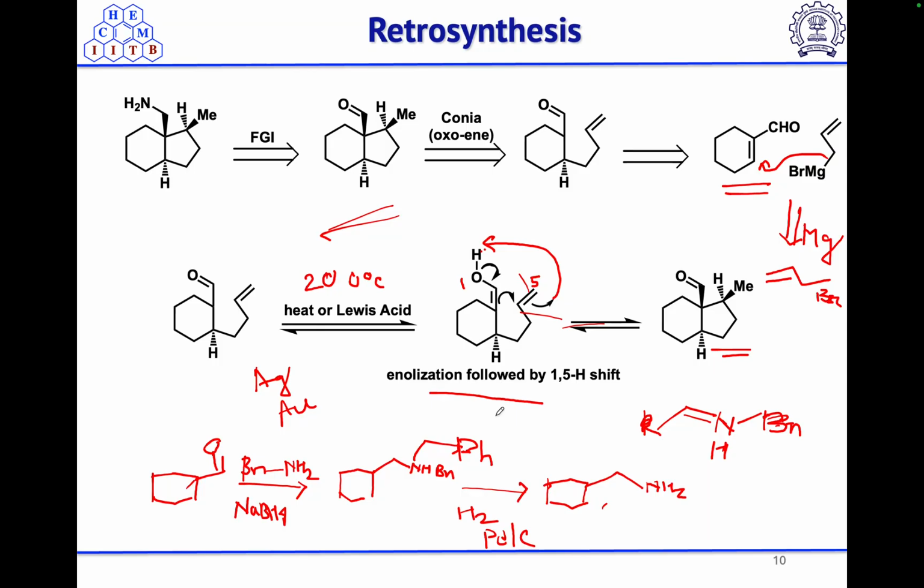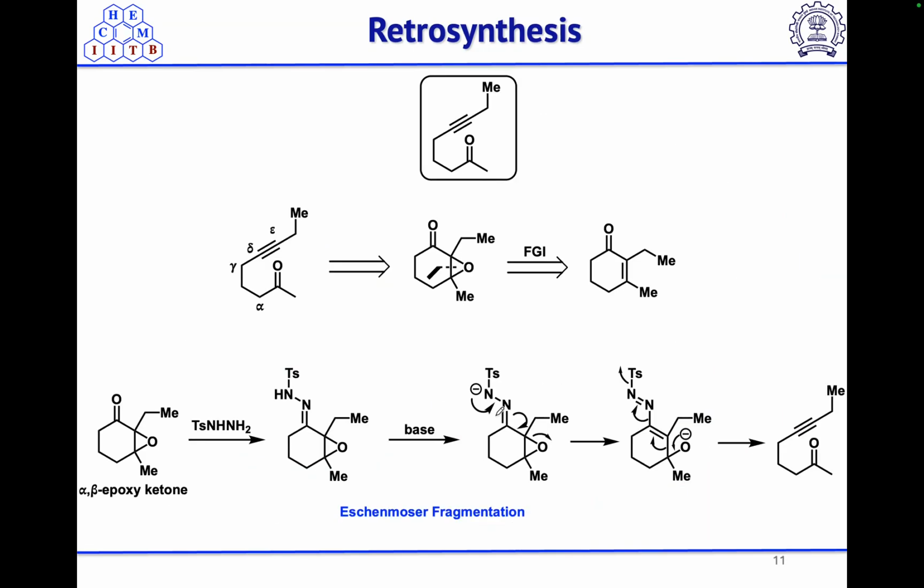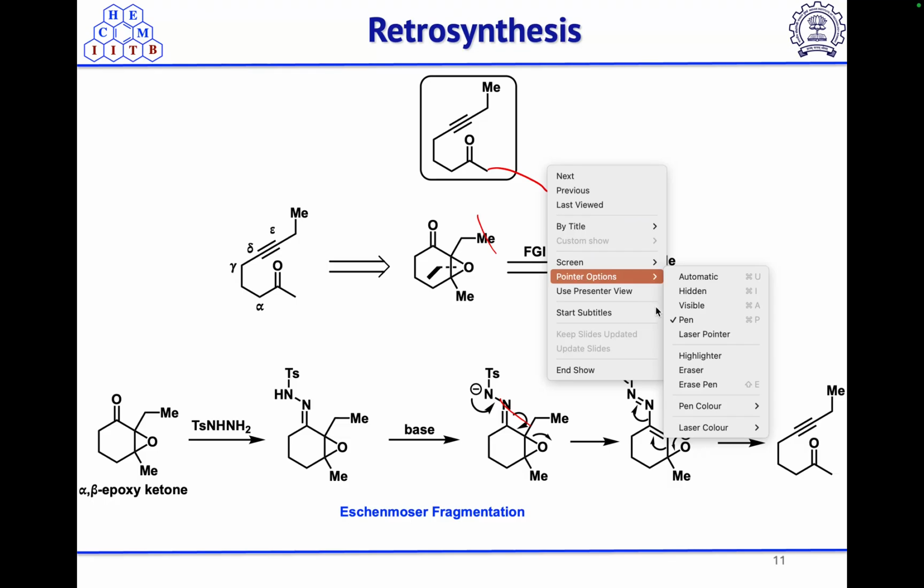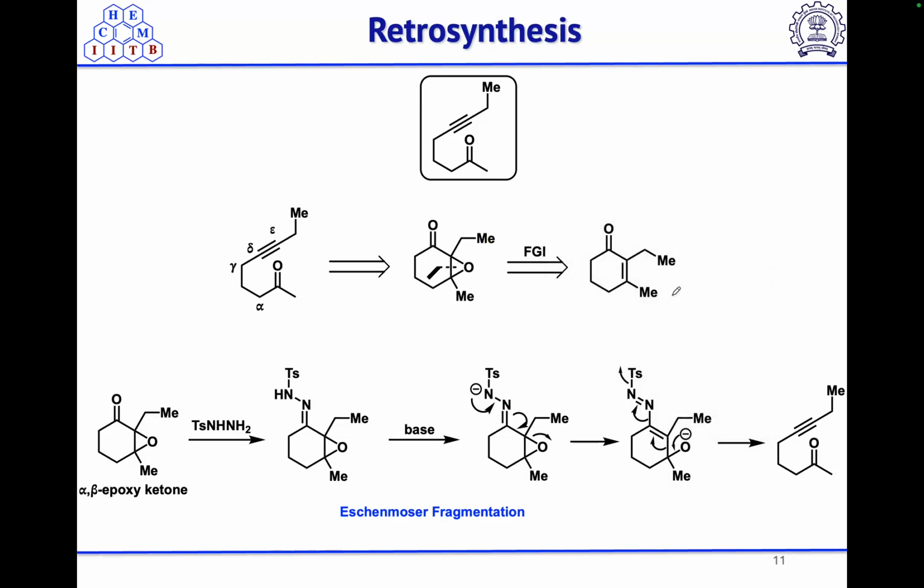Okay, so coming to the next slide. Yeah, so this is an interesting example. If you consider this is alpha, this is beta, gamma, delta, epsilon. So this molecule is having a delta epsilon alkyne and this carbonyl. Okay, so how can you synthesize this molecule?